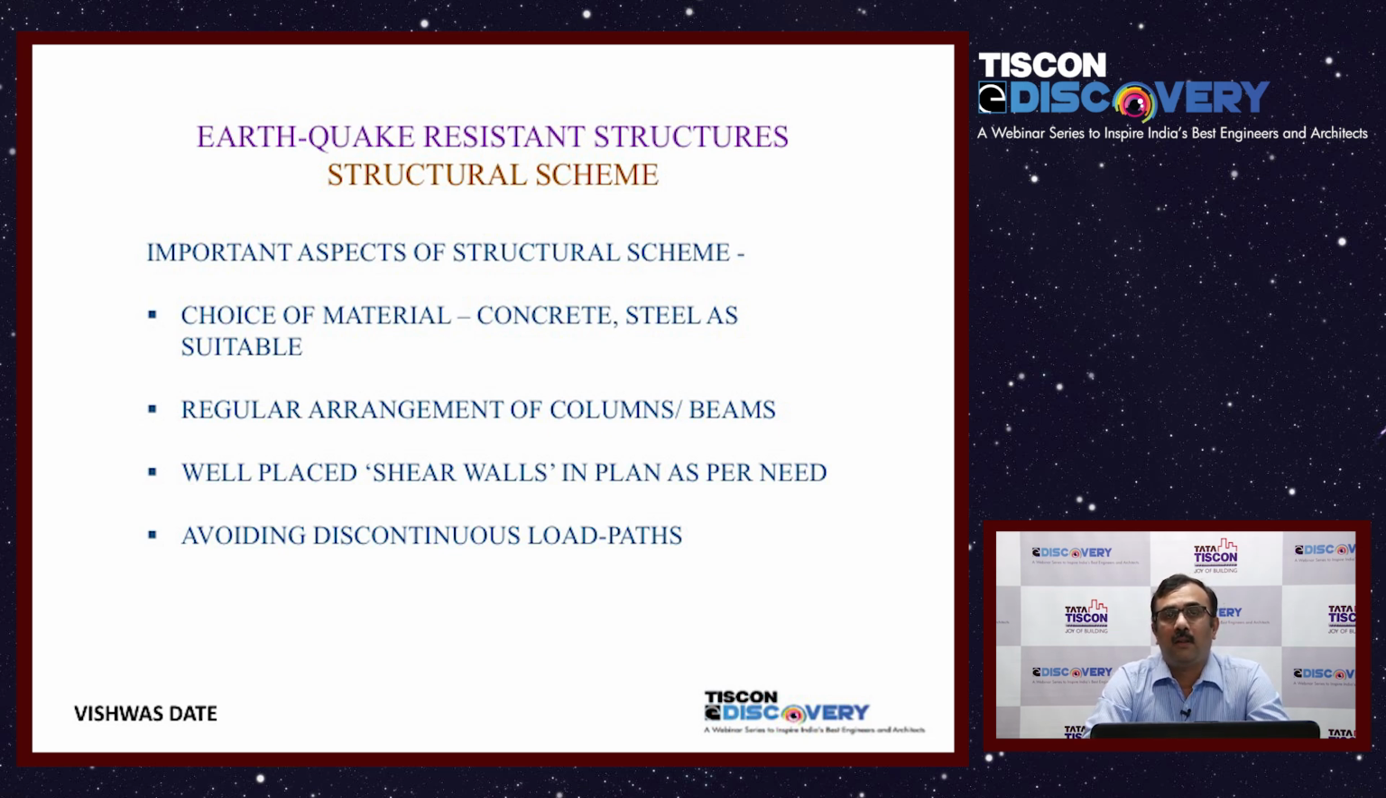Another important point, which I touched upon earlier, is avoiding discontinuous load paths. What do we mean by load path? Basically, floor slabs transfer the load to the beams, beams transfer the load to the columns, and columns transfer it down to the foundations. But at times columns cannot go all the way down to the foundation because of lobbies, high level spaces, or spans that are required below. These create alternative load paths, and you have to support the columns on beams or girders.